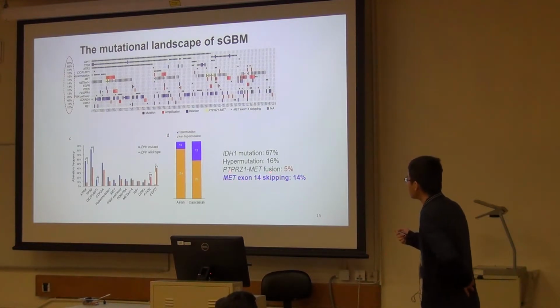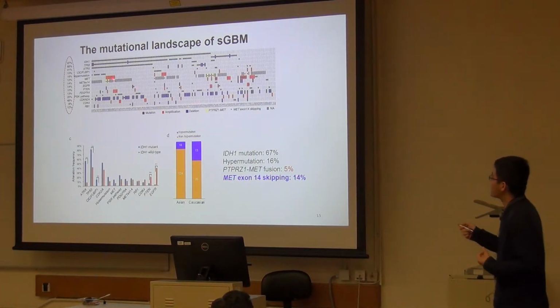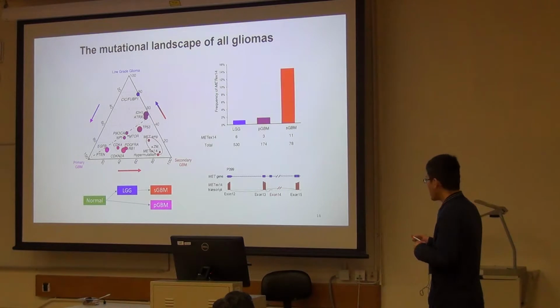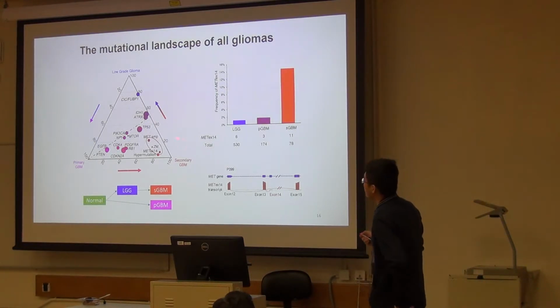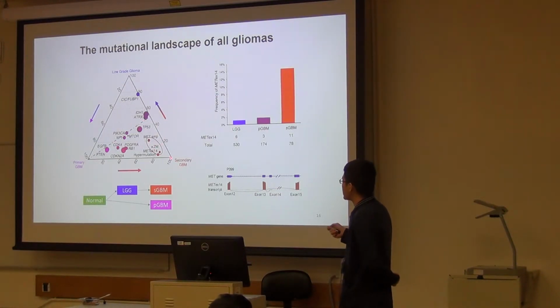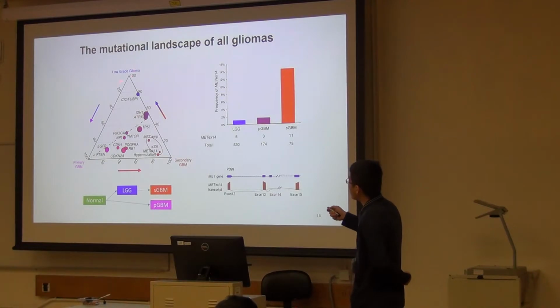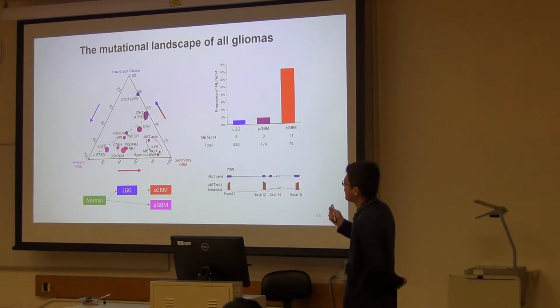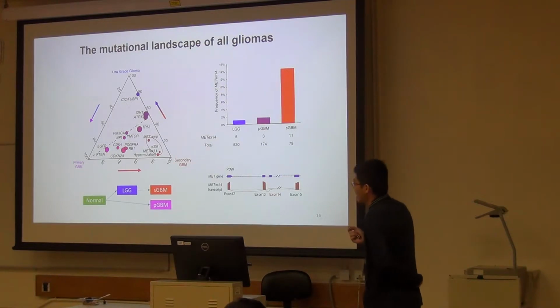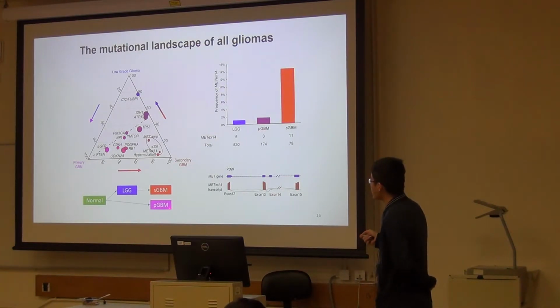We also identified some new mutations, for example the mutation in MET exon 14 skipping. This mutation happens in 14% of those cohorts, and it turned out to be one of the most enriched mutations in the SGBM cohort. When we compare different cohorts like LGG, primary GBM and SGBM, we found that the mutation in MET is very enriched in the SGBM cohort. This triangle basically shows the percentage of the mutation in each subtype. I mentioned there are three subtypes: LGG is low-grade glioma, SGBM is the GBM developed from low-grade glioma, and primary GBM is the GBM.